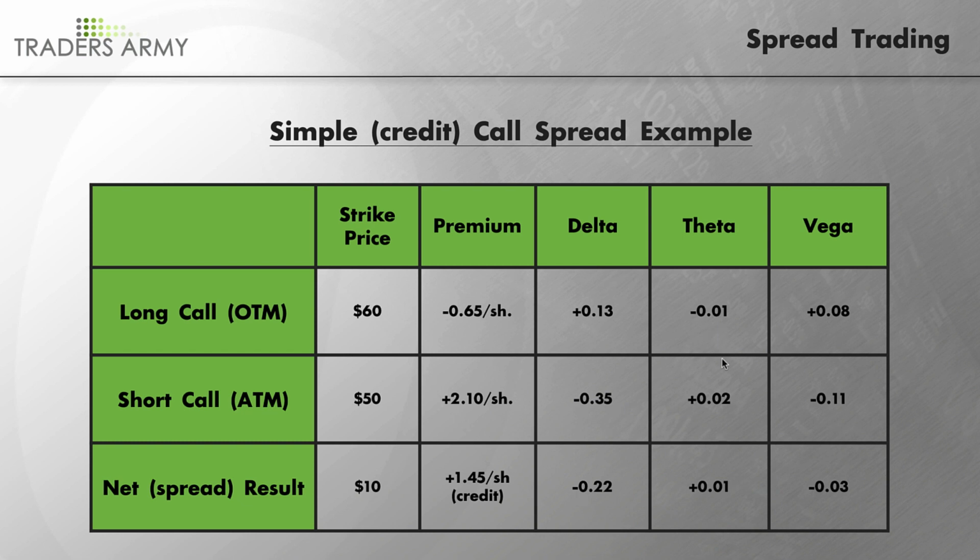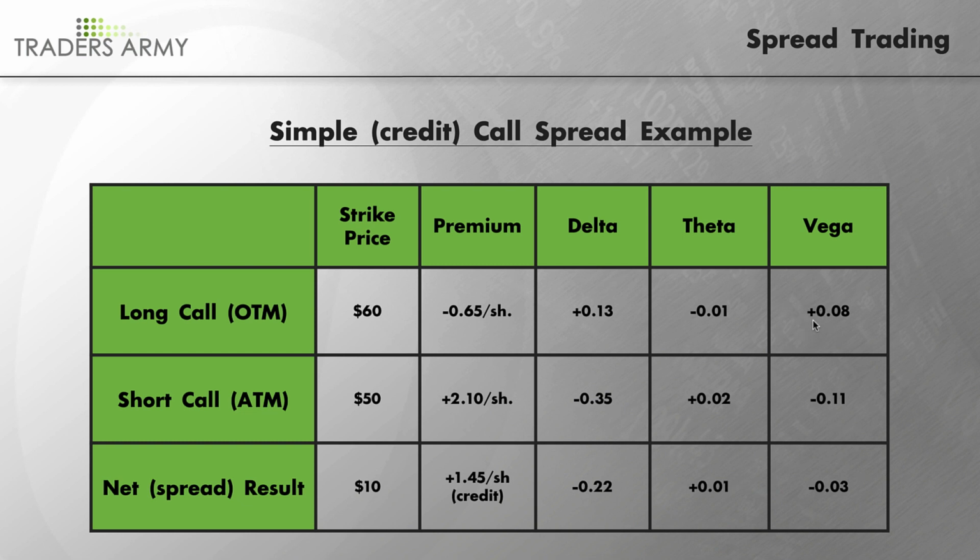Now, theta, when you look at time decay, how is that impacting a long call? It's impacting our long call negatively, but it's impacting our short call positively. But when we have an at-the-money call option with greater theta than our out-of-the-money long call, we are still earning a little bit of premium every day. So our net theta position is actually positive 1 penny per share per day in the spread trade. And then volatility. In the long call all by itself, where do we want volatility to go?